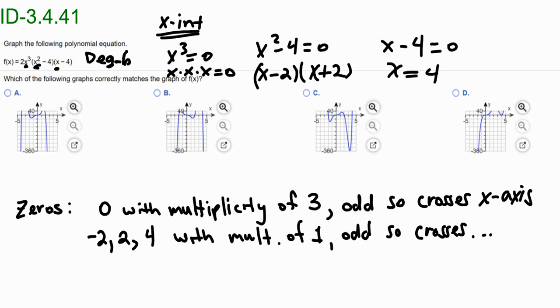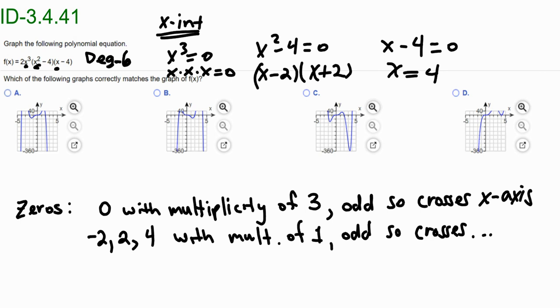which means with even degree, the ends should be pointing the same direction. And because the coefficient 2 is positive, both ends should be pointed up. So I'm looking for the graph that has both ends pointed up. It looks like the only one here that has both ends pointed up is option C, right? Because this has both ends pointed down, and this has one down and one up. So only C could really be the answer.